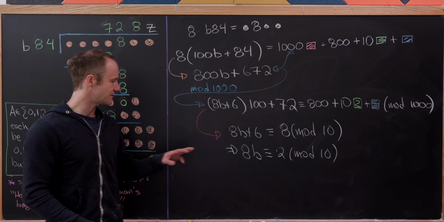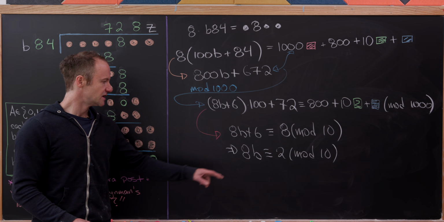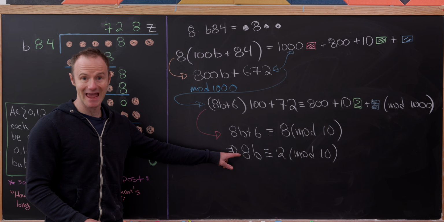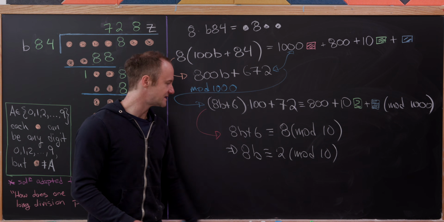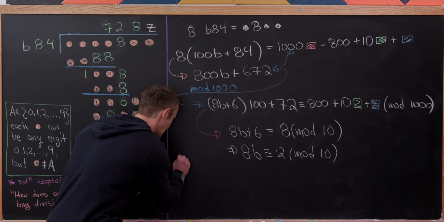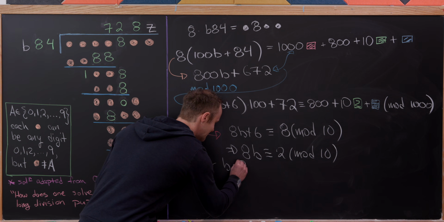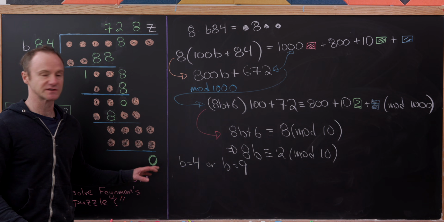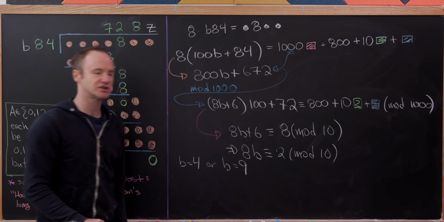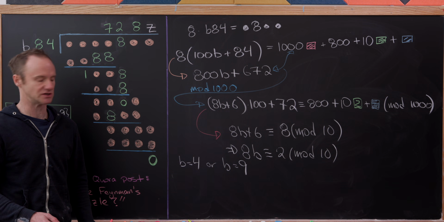But let's see what that really means. That means we're looking for a number b, which is between 0 and 9, so that when we multiply it by 8, we have a ones digit of 2. Well, there are two possibilities there. We could have b equal to 4 or b equal to 9. Well, 8 times 4 is 32. That's a ones digit of 2. 8 times 9 is 72. That's again a ones digit of 2.